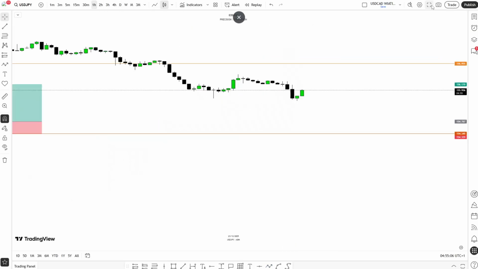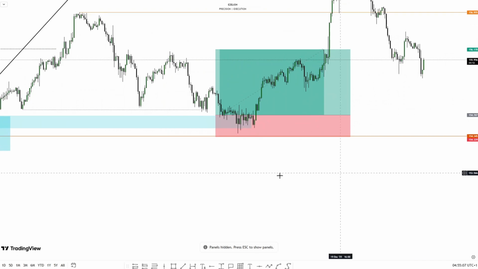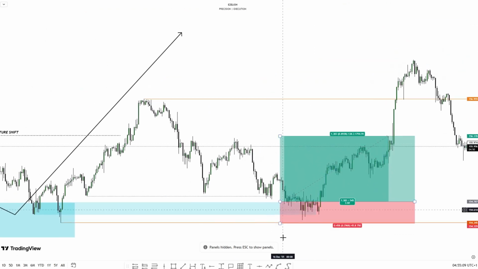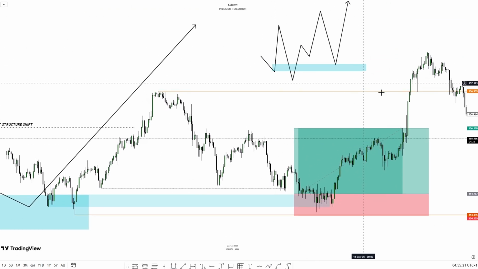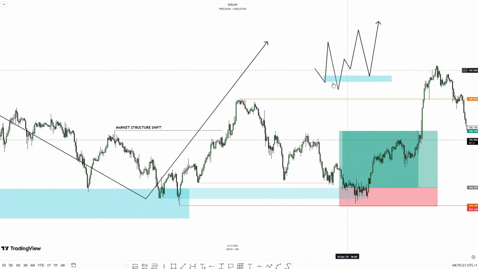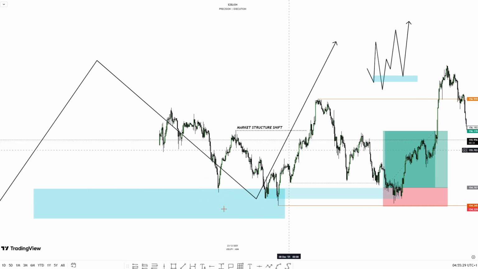So now I went to the 1 hour time frame to look for my entry model. And remember, what is my entry model? We are looking for liquidity sweep, then break of structure, structural liquidity, enter. That's the three rules of it. So what do we have here?